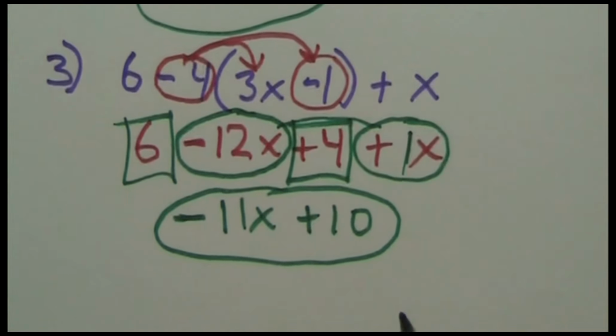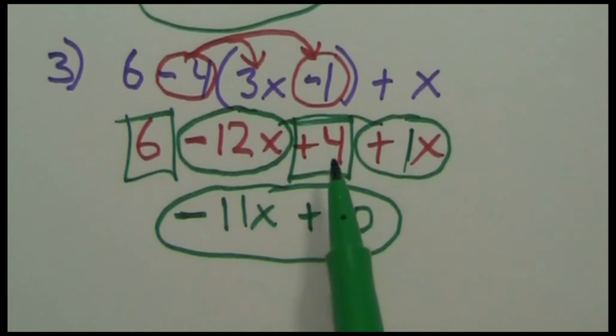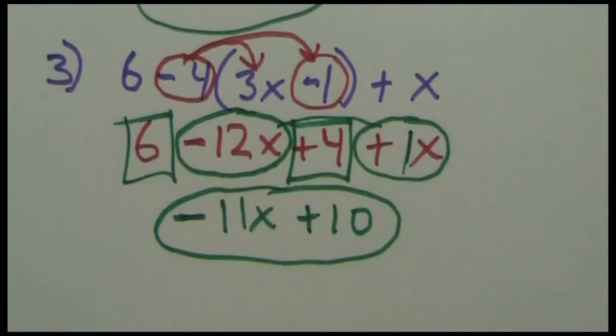And that's all we can do. This is simplified. We did distributive first, and then we combine like terms.